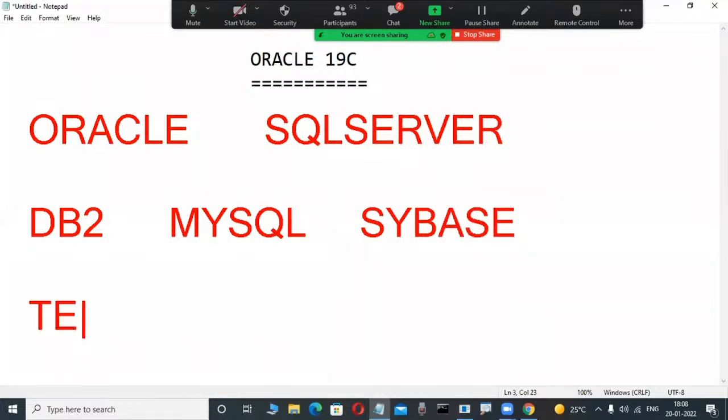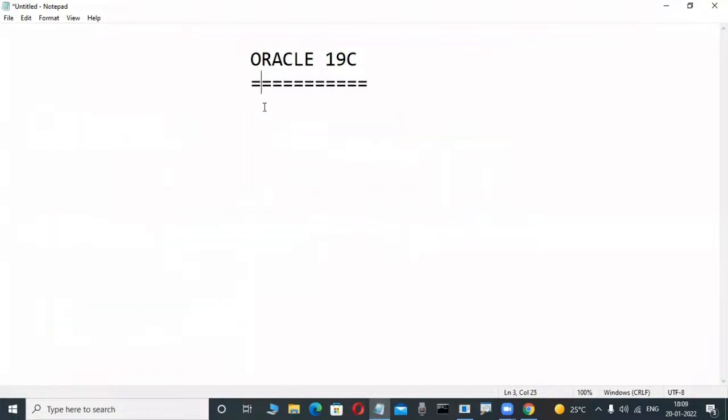Again, Teradata. Maybe many fellows, data warehousing application programmers, have an idea. Teradata is a database product from NCR Corporation. SQLite is a database product. Like this, so many database products are there from different companies only. Okay, that's why Oracle is always one of the popular database products. Okay, fine.